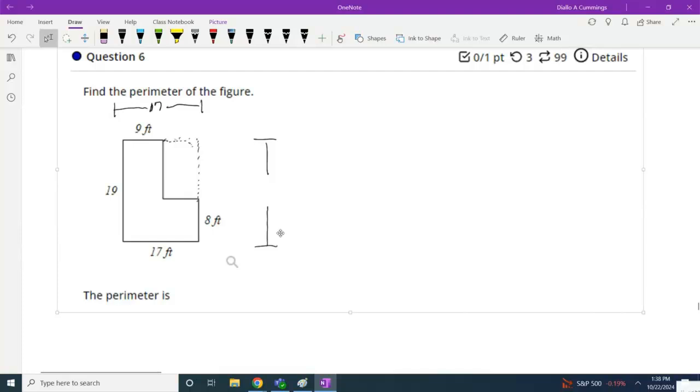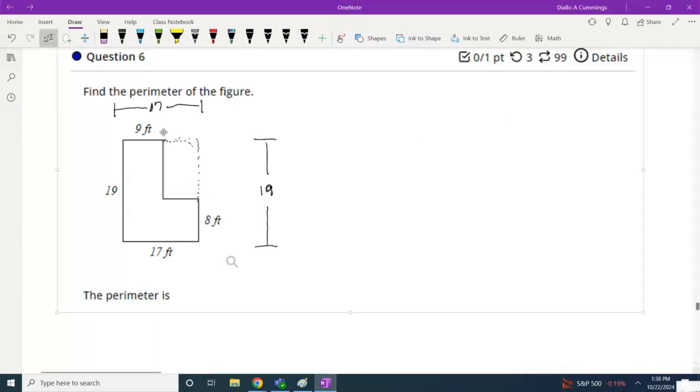Now I want to find my overall height. Do they give us the overall height? It looks like they do. That overall height is 19. Any questions about what I just did? I'm finding the overall height and the overall width. And for whatever reason, I can't erase. Let me just try it again.